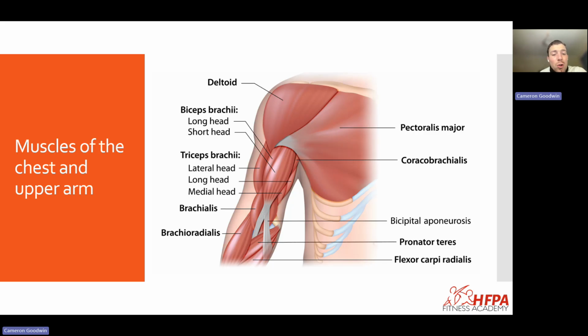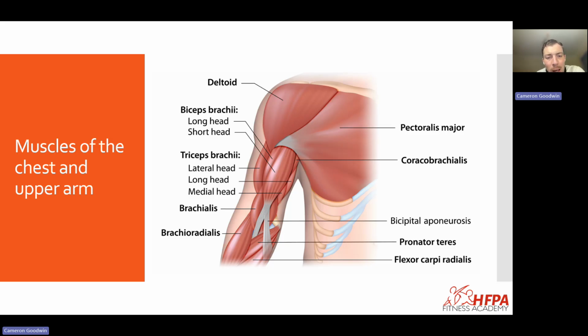Now, moving down into the forearm, we have the brachialis. And then we have the brachioradialis. So you can see the brachioradialis. Then on this side, coming in and tying into that forearm, you have your pronator teres. And then you also have your flexor carpi radialis. And then you also have here, from a tendonal point of view, your bicipital aponeurosis.